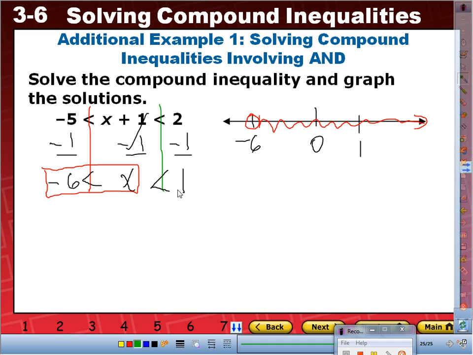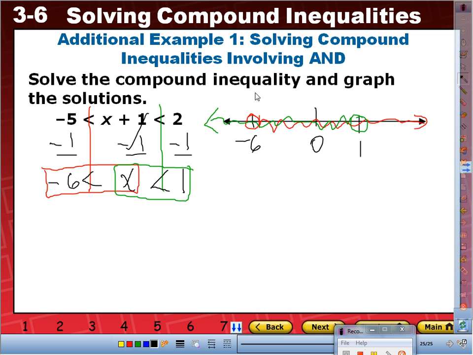Okay? I'm going to box this second part in green. So it says x is less than 1. Does it include 1? No. X is less than 1. What numbers are less than 1? Everything to the left. Do you see how both graphs intersect right here?